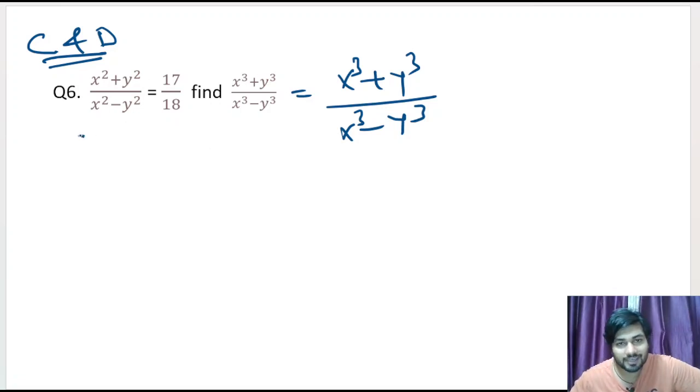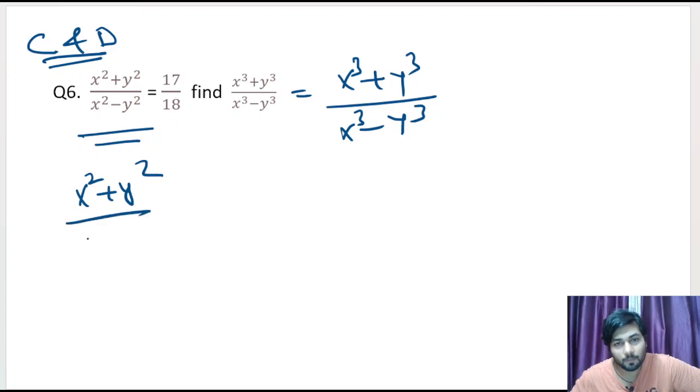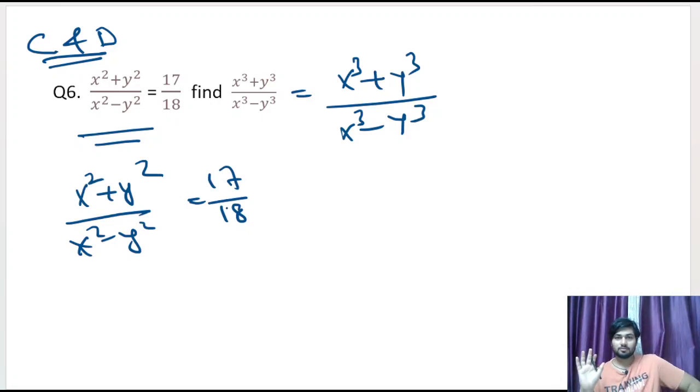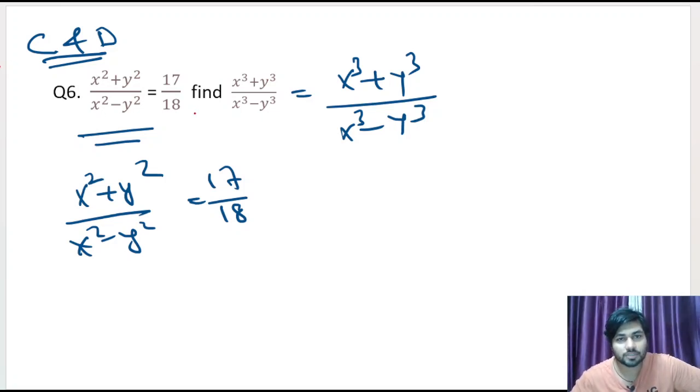From this expression I can see here it is written x square plus y square upon x square minus y square, which is 17 upon 18, right? I think it can't be 18, it should be 8. It's a typo error. This should be 8, because if it's 18, we can't have square roots. So yes, it is 8.